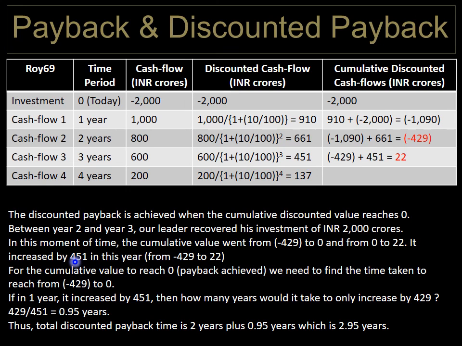I just add the two numbers. So if it takes 1 year to grow by 451 crores, how much time would it take to only grow by 429 crores and reach 0? The answer is simple. Just divide the two. Unitary method. I'm not going to teach you the math. The answer is 0.95 years. Thus, the total discounted payback period is the 2 years initially, plus another 0.95 years to go from minus 429 to 0, which is 2.95 years.